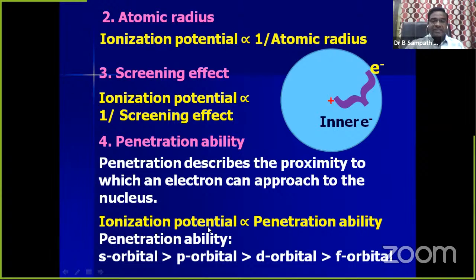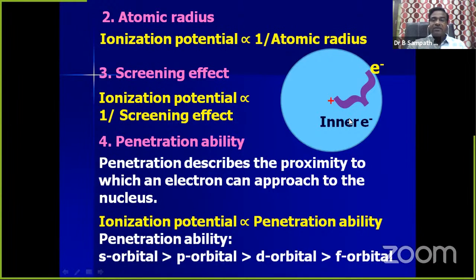Here, the ionization potential is directly proportional to the penetration ability. Let us see. The penetration ability of s orbital is greater than p orbital, which is greater than d orbital, which is greater than f orbital. Why is the penetration power of s electrons greater? Because we know very well, around this nucleus we have certain defined static orbits. In the first orbit, s orbital is there, which we call 1s.